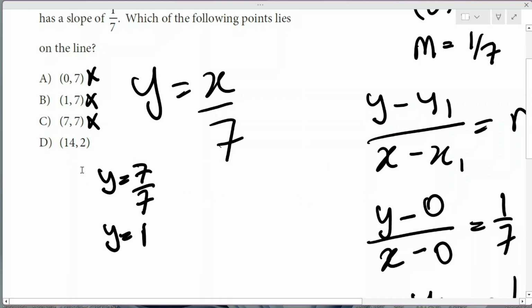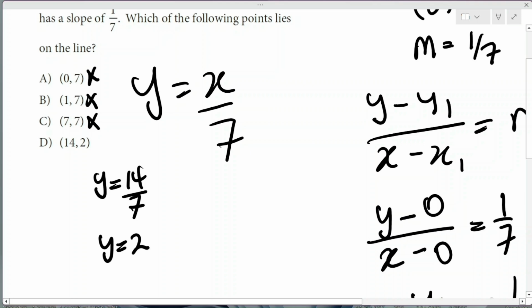Let's go to the last option. When x is 14, y should be 2. So we go y equals, when the value of x is 14, you have 14/7. Y equals 14 divided by 7 is 2. The answer to this question is definitely D, because if any point passes through a particular line, if you insert the x value of that point into the equation of that straight line, it gives you the y value.